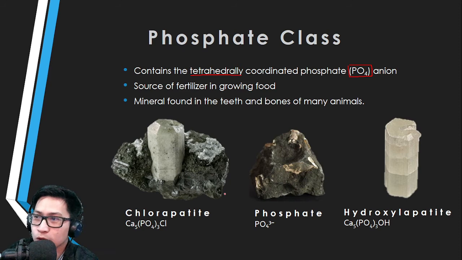An example of a phosphate class are chlorapatite na gawa po sa calcium, doon sa tetrahedrally coordinated phosphate or the PO4 and chlorine. This PO4 makes it a phosphate. We also have here the hydroxylapatite na gawa naman po sa calcium, sa phosphate, and oxygen and hydrogen atoms. Okay? Sa quiz po ninyo at exam, nagbibigay po ako ng mga chemical formula. No? All you have to do is to choose or state what class of mineral is that. Okay? Pansinin nyo na lang po.